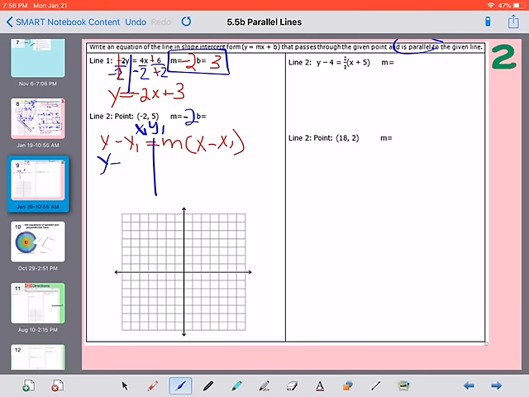So let's plug in what we know. Y minus y1, which is 5, equals our slope, which is negative 2, and then x minus x1, which is also negative 2. Those make a positive. So if we distribute here, negative 2 times x is negative 2x. A negative 2 times positive 2 is a negative 4. So we have y minus 5 equals negative 2x minus 4. But we want y by itself, so we need to add 5.